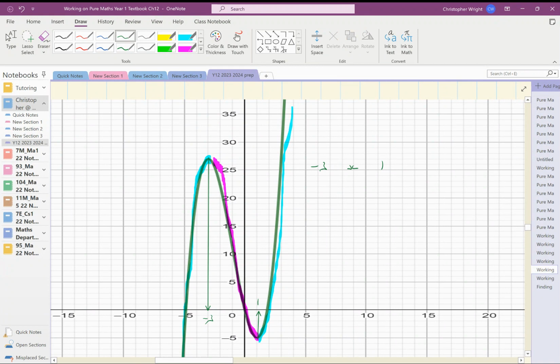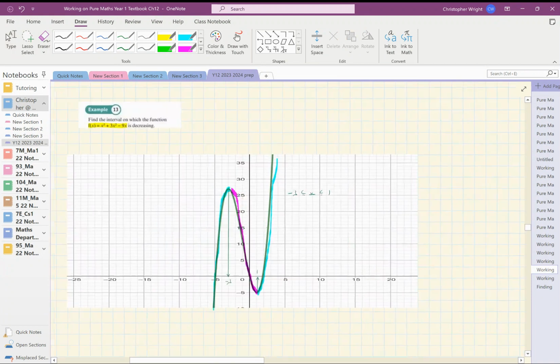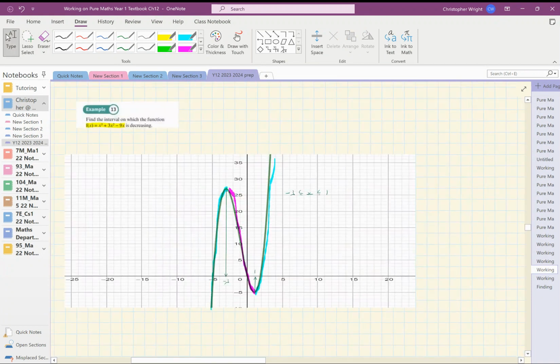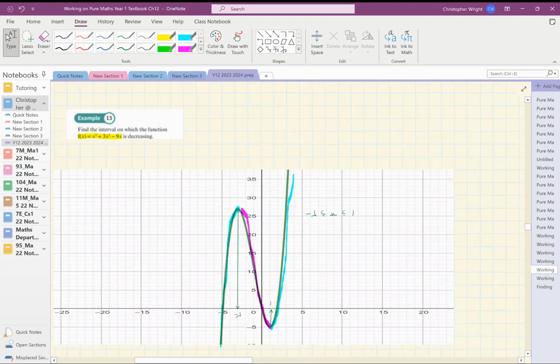1. So as long as x is greater than or equal to minus 3, when x is equal to minus 3, the function is neither decreasing nor increasing. As long as x is less than or equal to 1, then in that interval, the function is decreasing. So we've kind of cheated, and we've used a bit of graphing software to help us. Let's ignore that now, and let's find the solution algebraically.